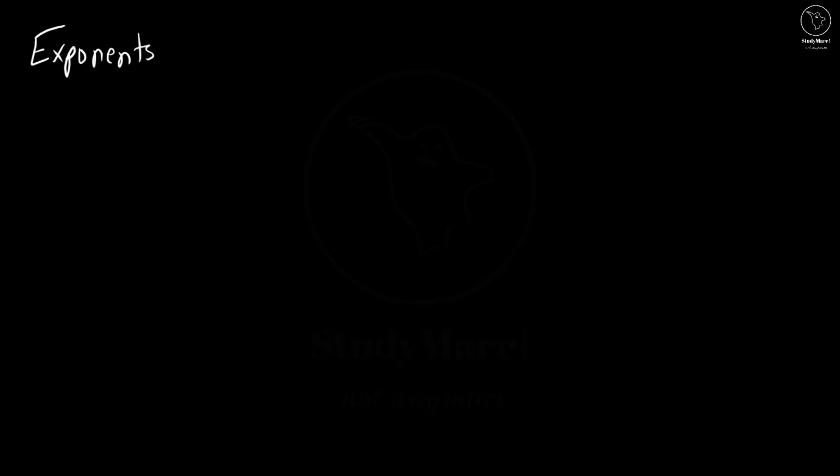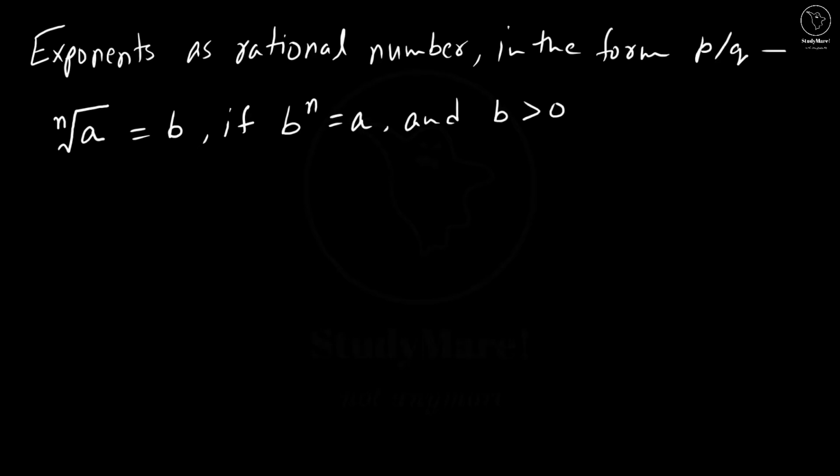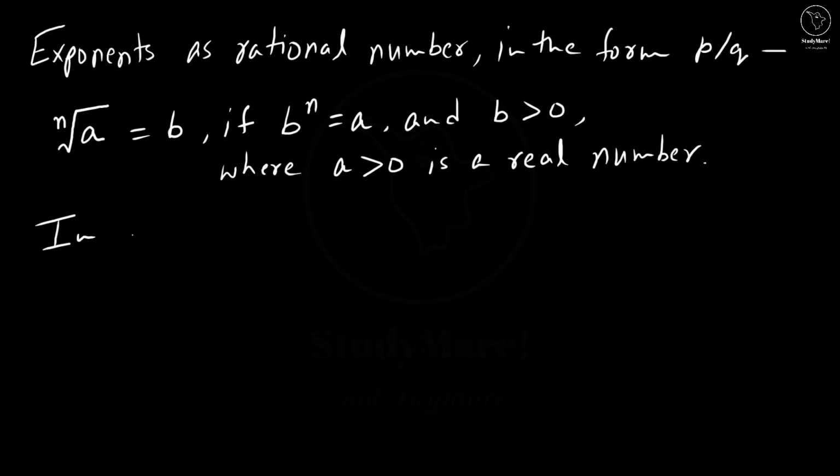What about exponents as rational numbers in the form p by q? We have already learned that nth root of a is equal to b if b to the power n is equal to a and b is greater than 0, where a is greater than 0 and is a real number. In exponents, we have one more way to write it. So, nth root of a can also be written as a to the power 1 by n.